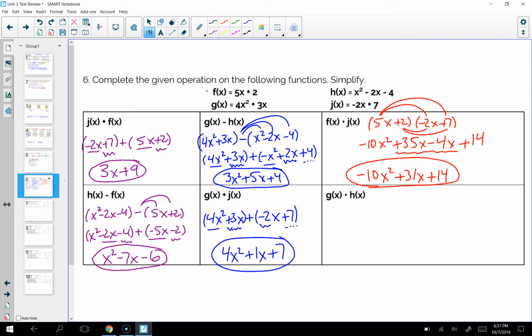Last one, g times h. So there's g, it's a binomial. Alright, h is a trinomial. This is when I'm going to use the table. Okay. So I'm going to put 4x squared and 3x on the side. I'll move that down a little bit so I have room. 4x squared, positive 3x, all right? And then across the top, I'm going to have my h. X squared minus 2x and minus 4, like that.